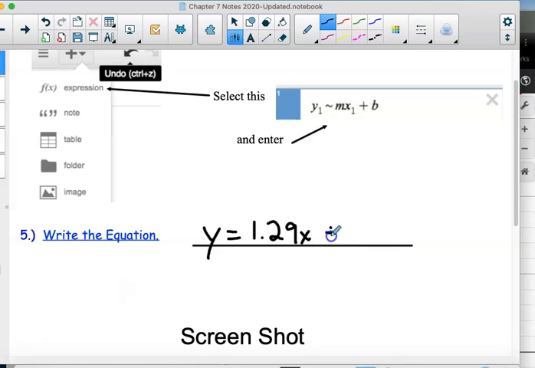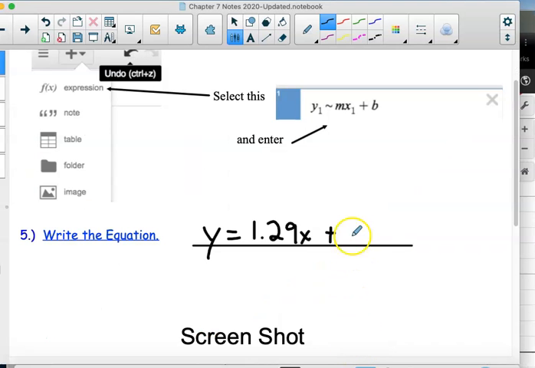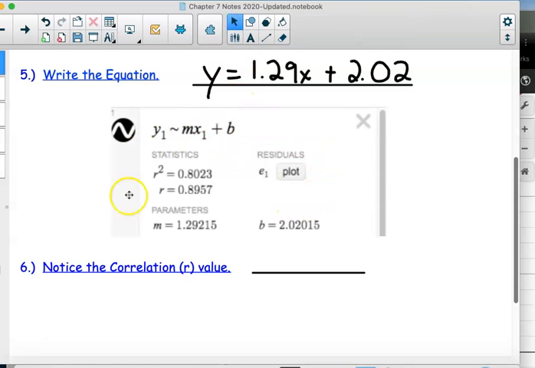X plus, and then the b number I think was 2.02, yep. And so that's our equation. And so you can see this data was what we got there. Now, one thing to point out from yesterday's lesson, that correlation coefficient.